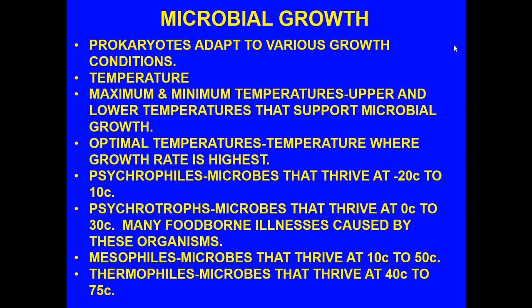Psychrophiles are microbes that thrive at minus 20°C to 10°C. Psychrotrophs are microbes that thrive at 0°C to 30°C. This is where many foodborne illnesses are caused by these particular types of organisms. Mesophiles are microbes that thrive in the temperature range of 10°C to 50°C. Thermophiles, these are microbes that thrive at 40°C to 75°C. So what I'm trying to say here is that this class here, let's say psychrophiles, their optimum temperature is somewhere in the range between -20°C and +10°C.